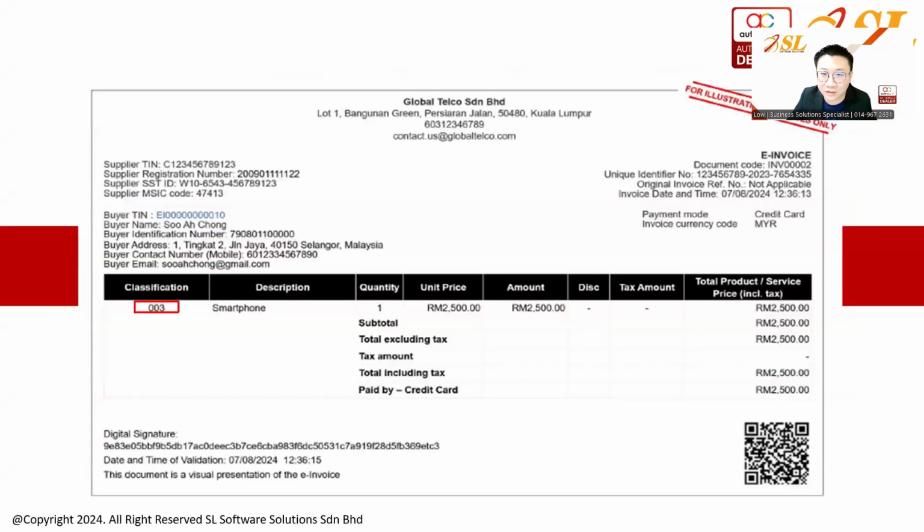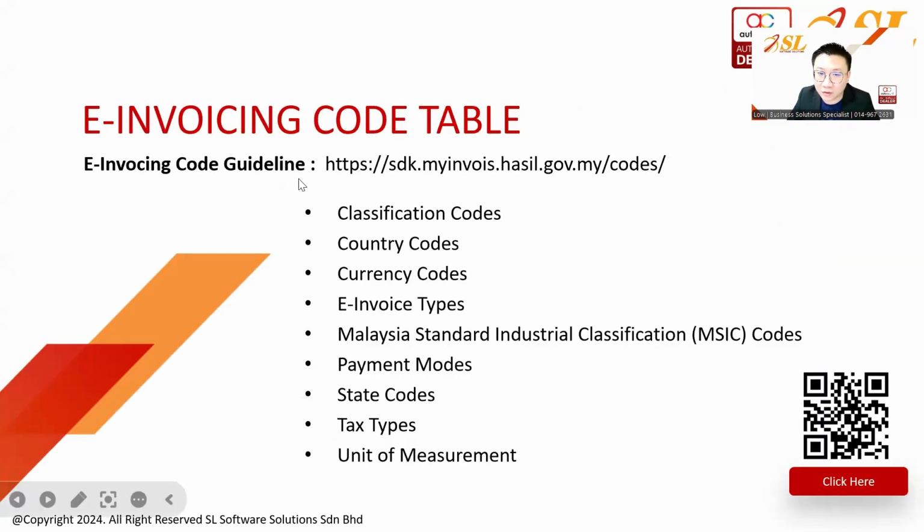Other than the data classification code, the format of the data classification code is submitted to LHDN for validation purpose. This is a compulsory field, cannot be empty, and the item code is not submitted. That's why the classification code is more important compared with the item code. Other than the classification code, we need to submit for verification all the country codes, currency codes, and so on, and then the unit of measurement. All these codes are actually not created by our accounting system. They are provided by the LHDN website. You can check with this SDK, the myinvois.hasil.gov.my website. You can scan and then log into this website.